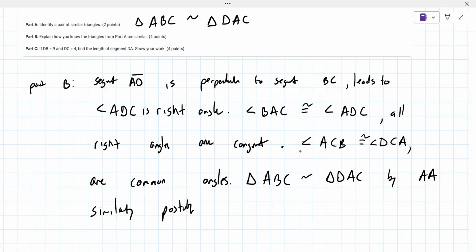All right, I got it. All right, so that is it for part B. I mean, they're congruent. Nothing else to say.